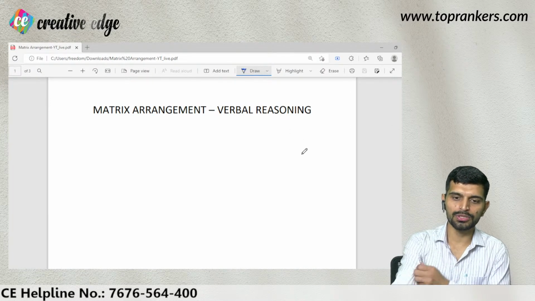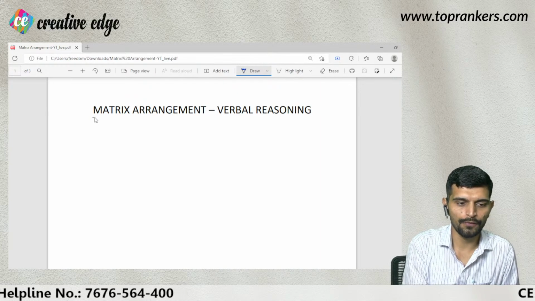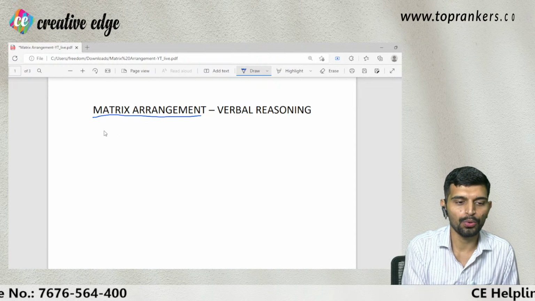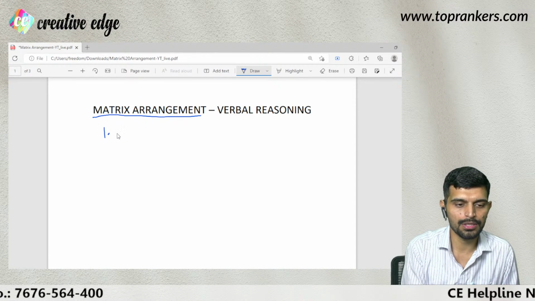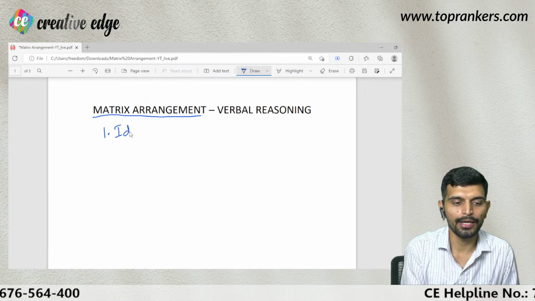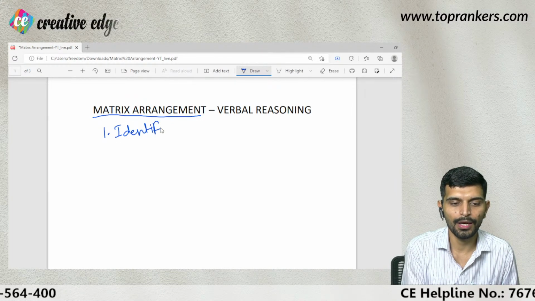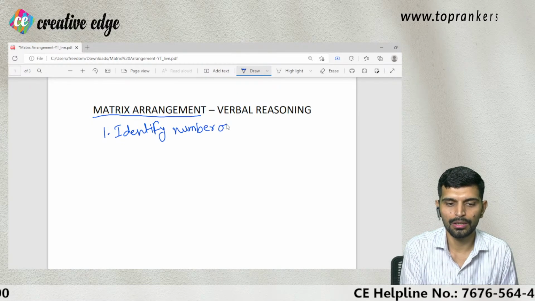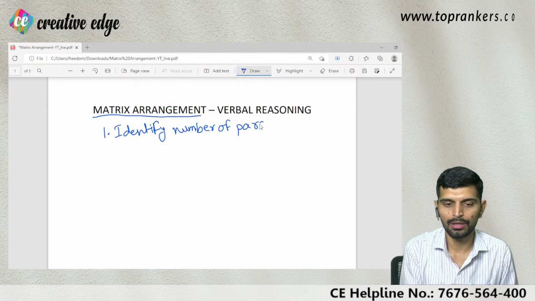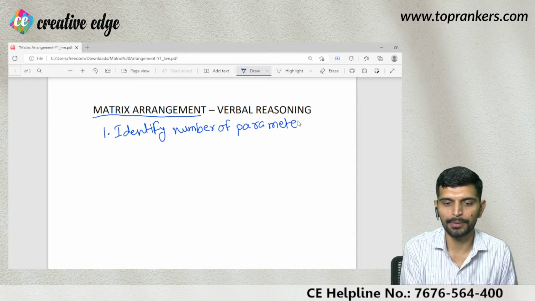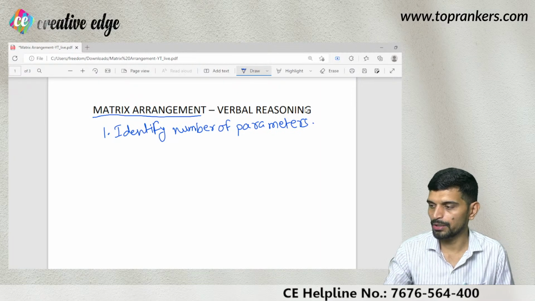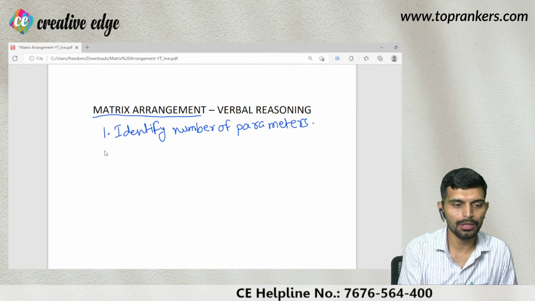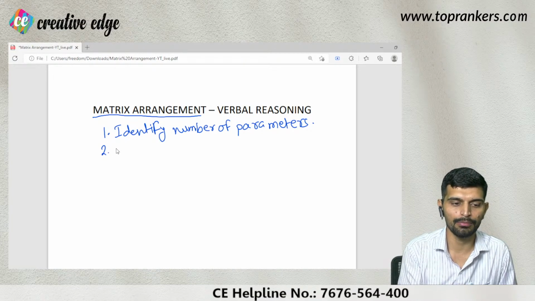So there are few steps before going to solve any of the question. Whenever it is a situation of matrix arrangement, आपको क्या करना चाहिए? The very first point is identify number of parameters. Identify number of parameters, right? So सबसे important, सबसे initial point जो है, that is identify number of parameters.